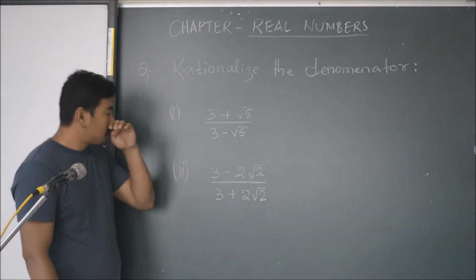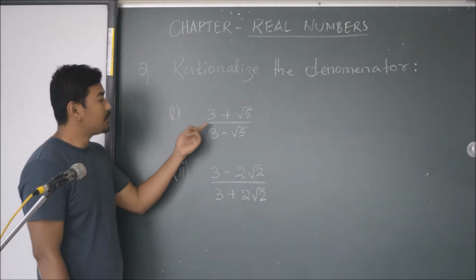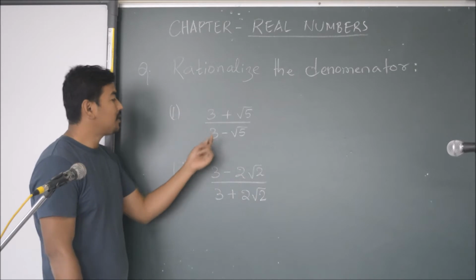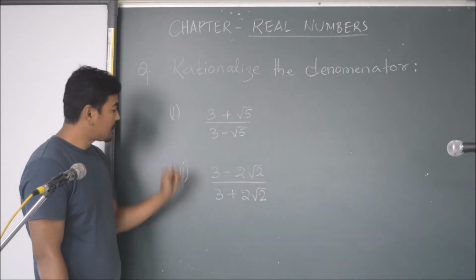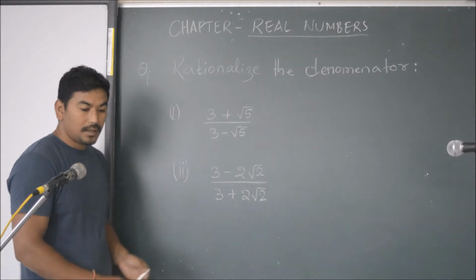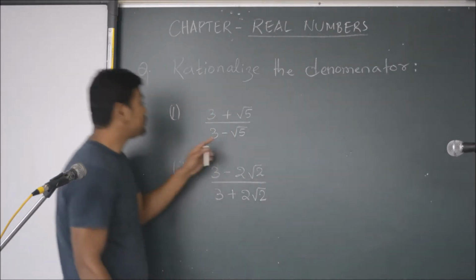So see the first question, 3 plus root 5 divided by 3 minus root 5. You have to rationalize the denominator here, and this one also. Let me start from the first question.